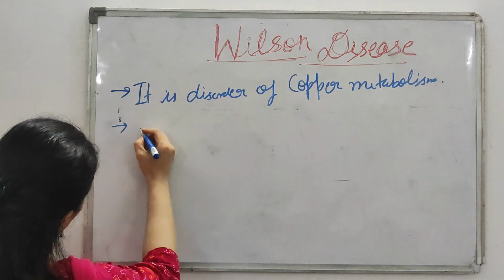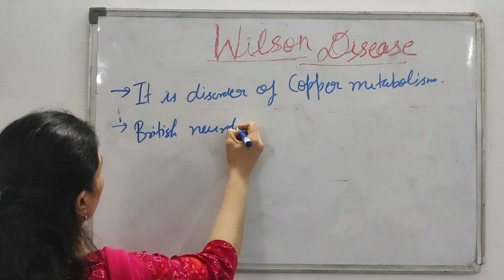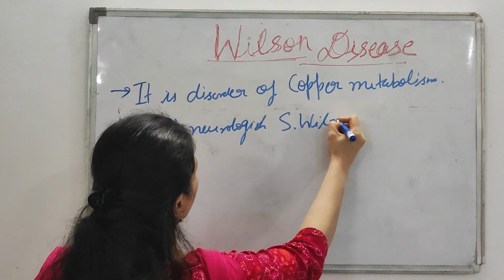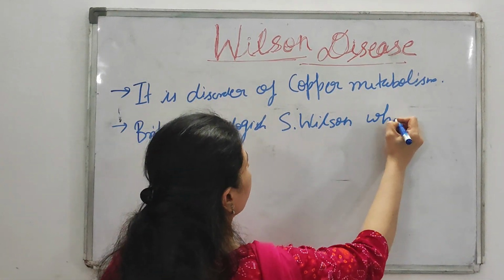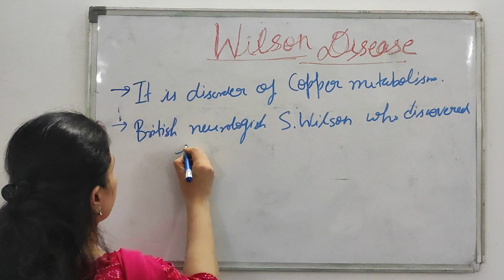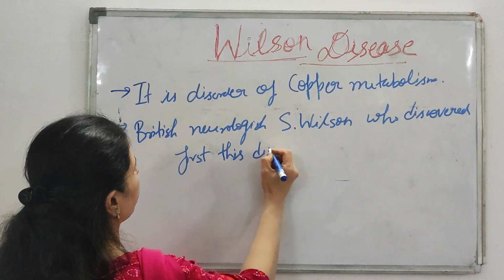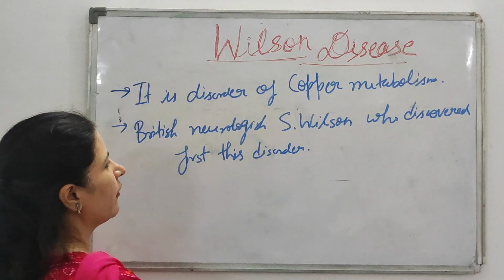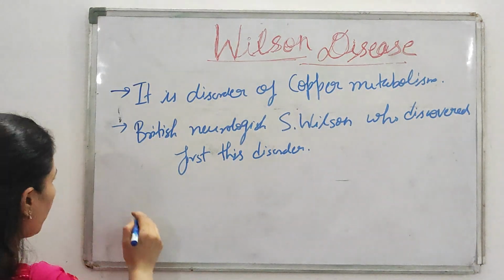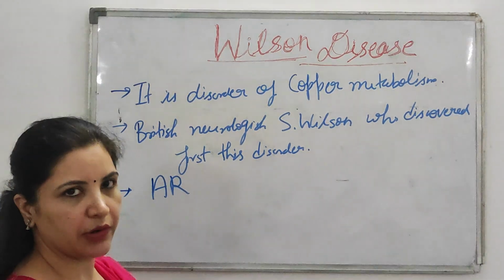So there was a famous British neurologist named S. Wilson, who first discovered this disorder. On the name of the discoverer S. Wilson, the disease is named Wilson disease. And what kind of inheritance pattern? It is an autosomal recessive disorder.